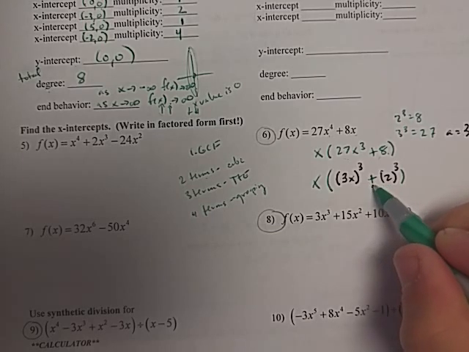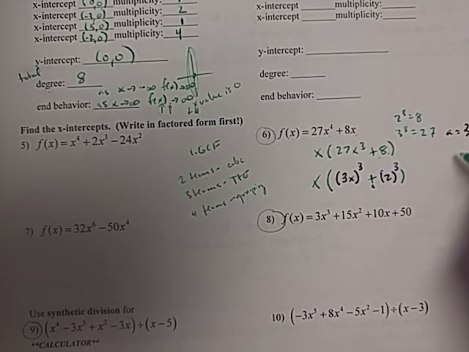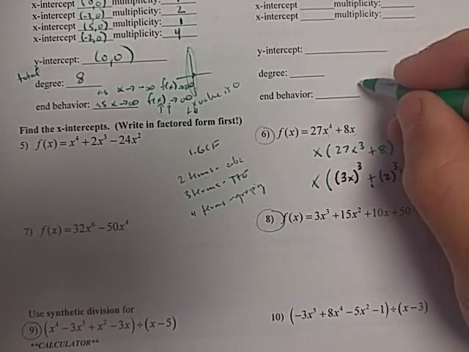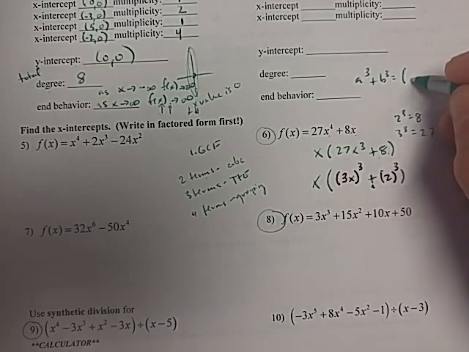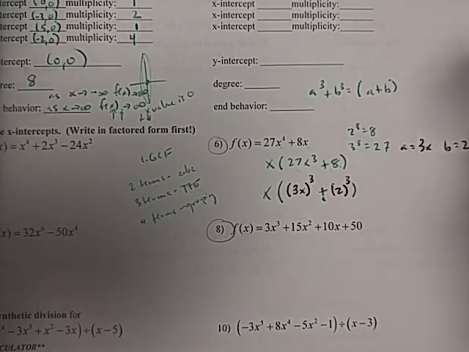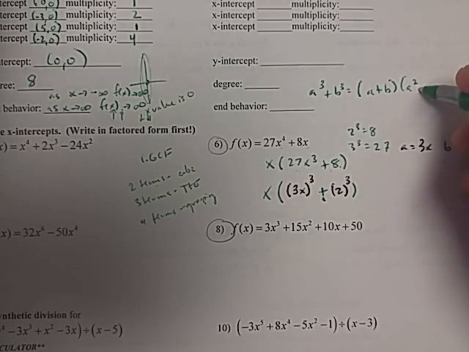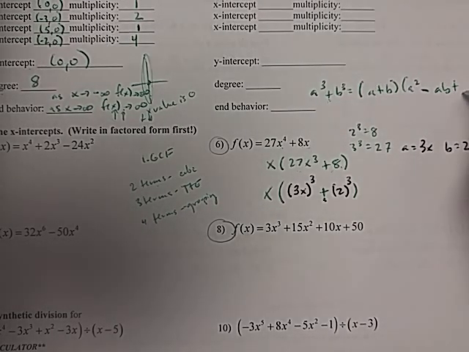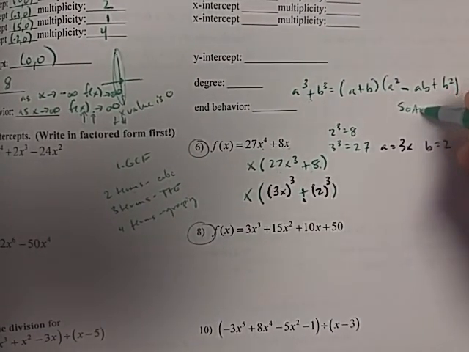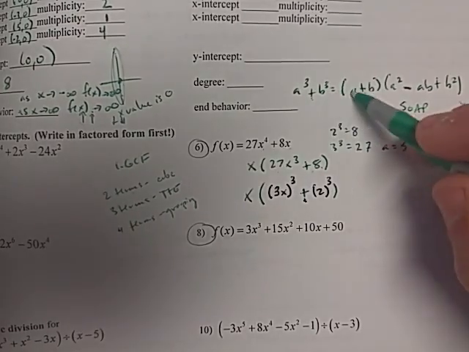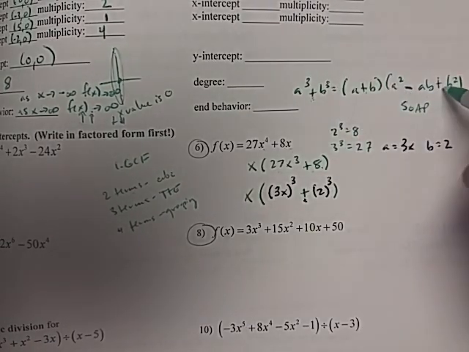This is a sum of cubes, and so I'll put the pattern up here. The pattern looks like this: a cubed plus b cubed is going to be a plus b, same sign as what we had over here, times a squared minus, opposite sign of what we had in my initial problem, ab, and then this last sign is always positive. So remember, SOAP. Same sign as what we have over here, opposite sign as what we have over here, and then this one's always positive.